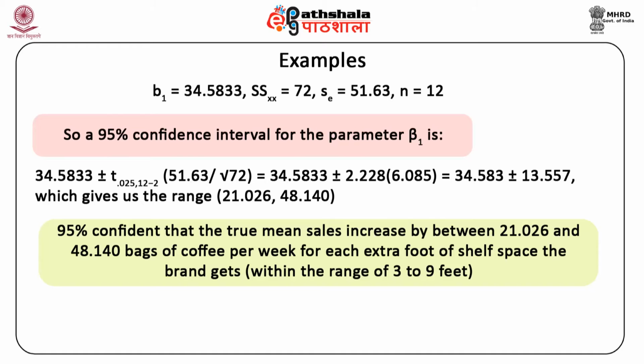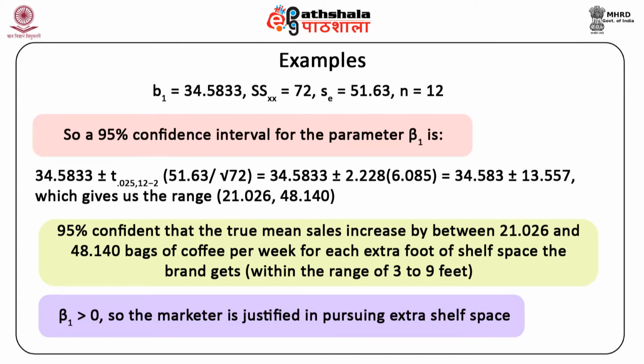We are 95% confident that the true mean sales increased by between 21.026 and 48.140 bags of coffee per week for each extra foot of shelf space the brand gets within the range of 3 to 9 feet. Please note that the entire interval is positive, which means basically it is above 0. So we are confident that in fact beta 1 is greater than 0. So the marketeer is justified in pursuing extra shelf space.